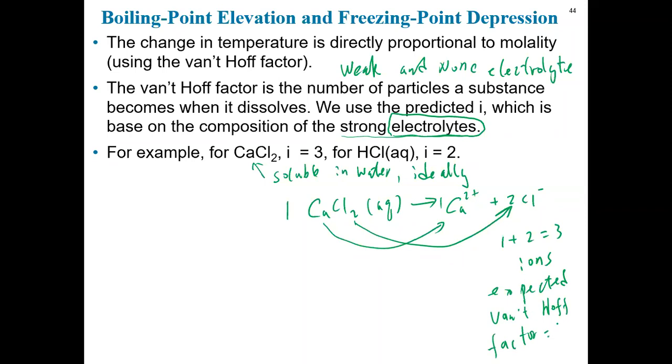If you know you have a strong electrolyte, you can predict or expect what the Van 't Hoff factor will be. It's kind of simple; you just read the formula. If you have CaCl2, it can produce at most 3 ions: 1 calcium ion plus 2 chloride ions, 1 + 2 = 3 ions. Therefore, our expected Van 't Hoff factor will be 3, which means when you take 1 unit of CaCl2, you actually get 3 particles in the solution. Okay, any questions about that?